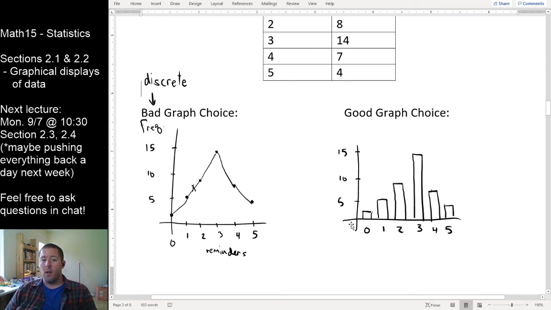And I can honestly say I don't think there's a true right or wrong answer here. I think that valid arguments can be made both ways. And as long as you defend yourself in these cases, I will be okay with that. You know, there might be cases where I say to you, "That's weird. Why did you make that a bar graph?"